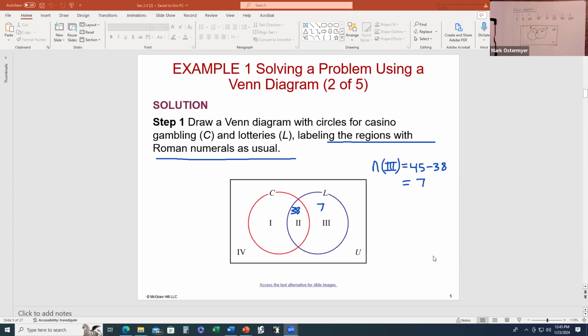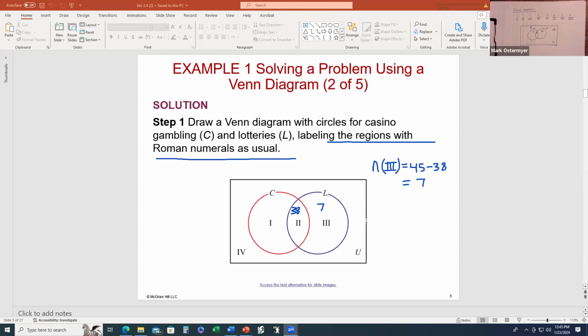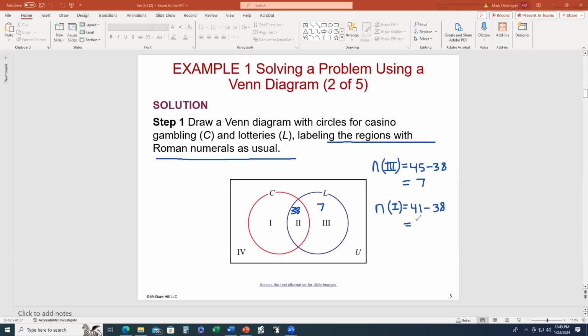Continue to read backwards through the word problem. Now it says 41 states had some sort of casino gambling. So do I put 41 in region 1? The answer is no. Of the 41 states that have gambling, 38 have already been accounted for, because 38 states have both casinos and lotteries. So 41 minus 38 means the cardinality of region one will be what? Three goes in region one. Does this make sense, how we populated the cardinalities of these regions so far?